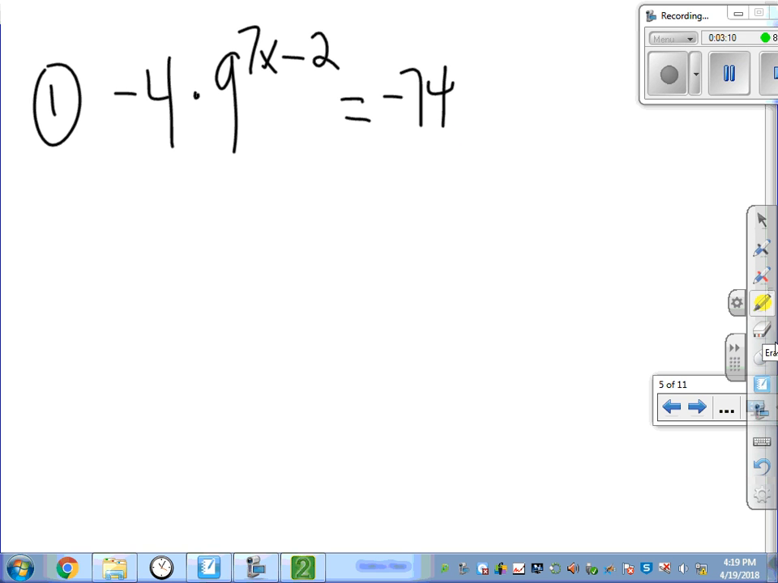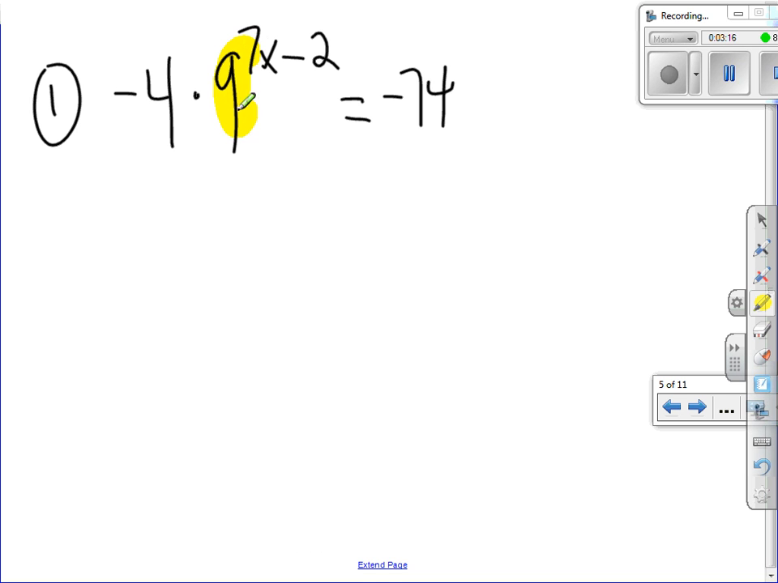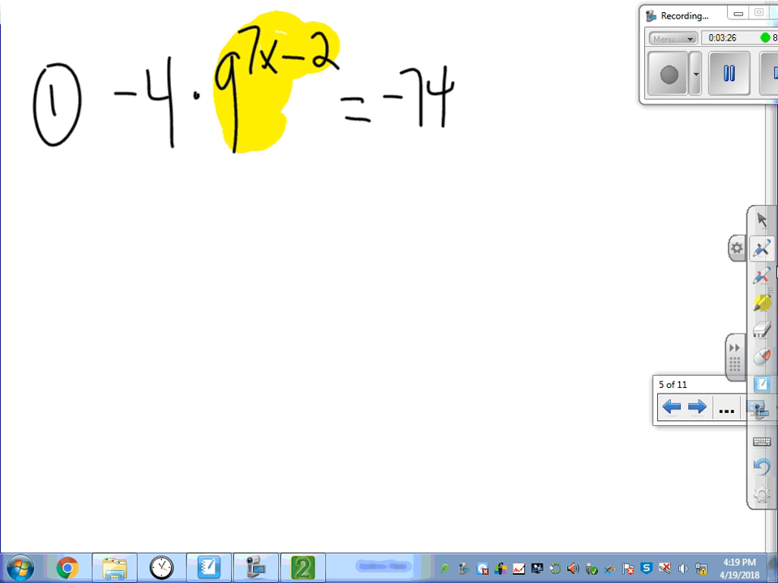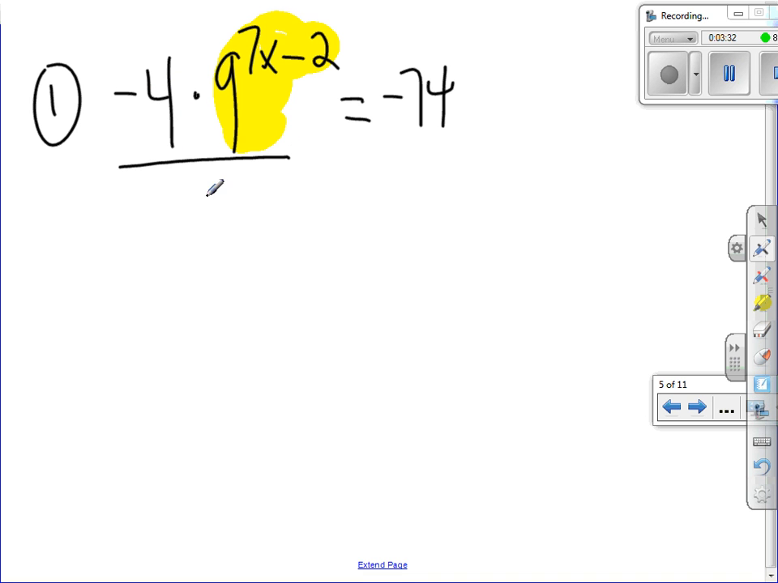All right, so the first thing we want to do, if you were to look at your notes, one of the steps that I said to do, step 1 actually, is to isolate the thing that has the exponent, the variable. We need to get that thing that I just put in yellow by itself. Now, what's stopping that thing in yellow from being by itself? It's this pesky -4 that's multiplying. To undo the multiplication, we're going to divide both sides by -4.